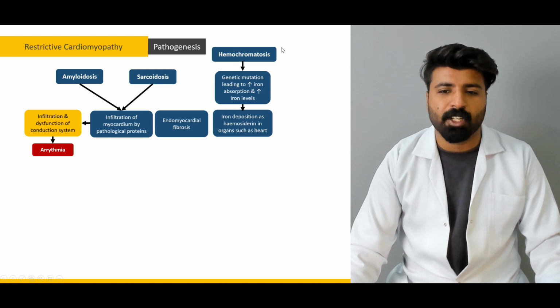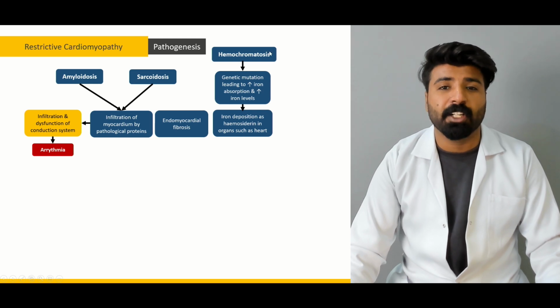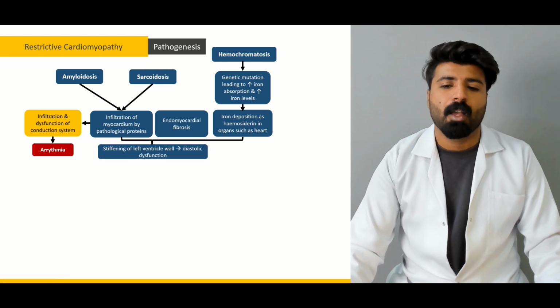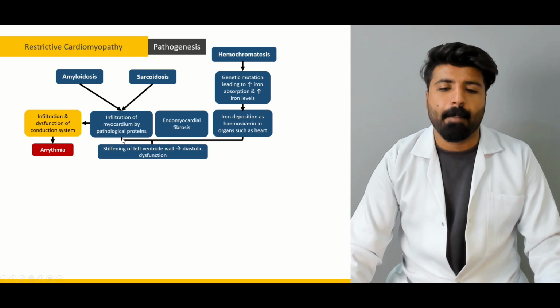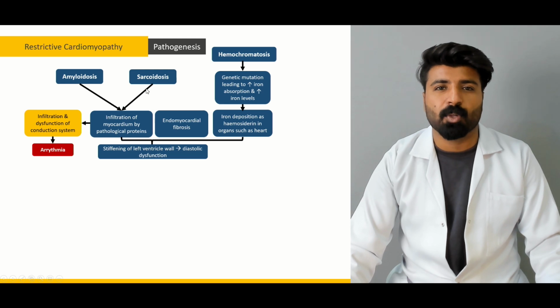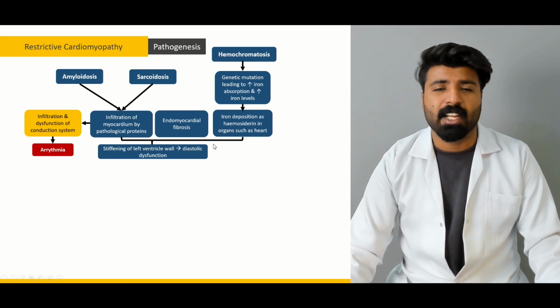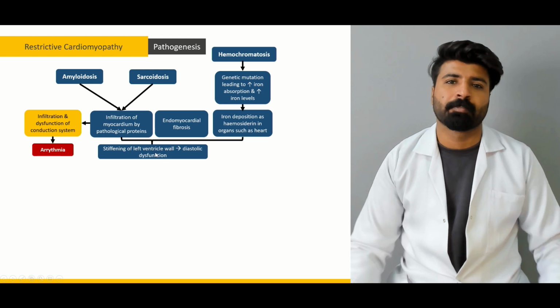So these are three different pathological consequences coming from three different pathologies. So all of these will lead to arrhythmias. But what happens is that when amyloidosis, sarcoidosis, and hemochromatosis and all of these consequences are combined, this leads to stiffening of the left ventricular wall and diastolic dysfunction happens.